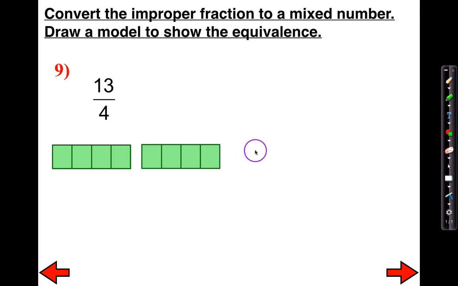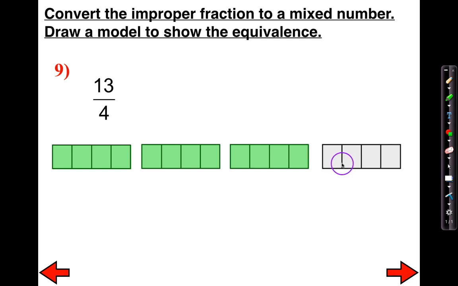Still not enough. I'm going to introduce another block of 4 equal parts. So we had 8, 9, 10, 11, 12. Yet again, still not enough. Introducing another block of 4 equal parts. We had 1, 2, 3, 4, 5, 6, 7, 8, 9, 10, 11, 12, 13.